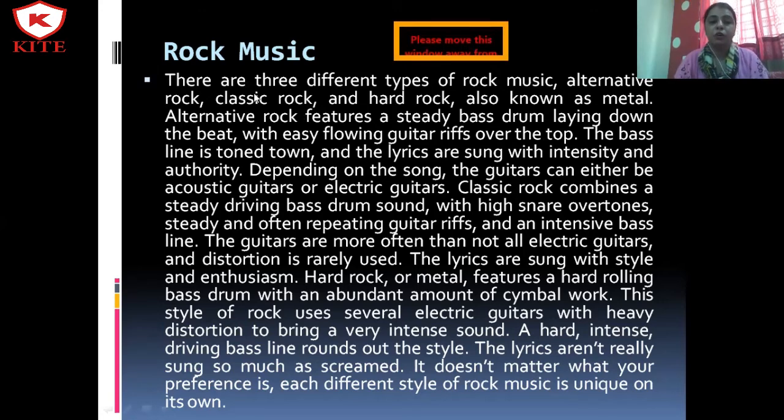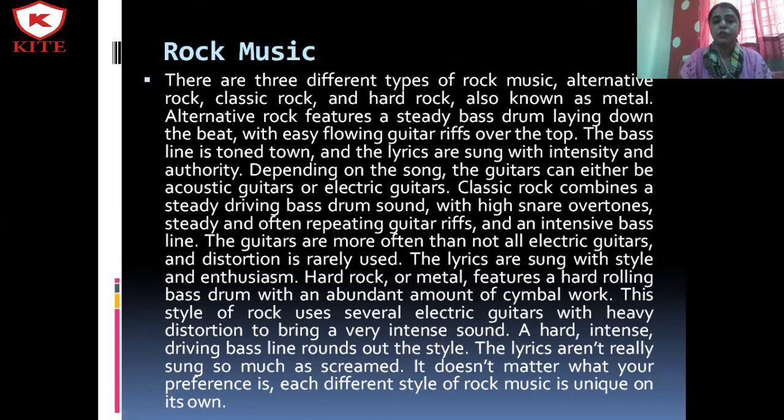We will begin with alternative rock. So you can see that there are three types in which rock music is divided: alternative, classic, and hard. First, we will take alternative, and here the writer explains what alternative rock is. It is showing the features of alternative rock. It has a steady bass drum laying down the beat, easy flowing guitar riffs over the top, the bass line is toned, and the lyrics are sung with intensity, and other things.